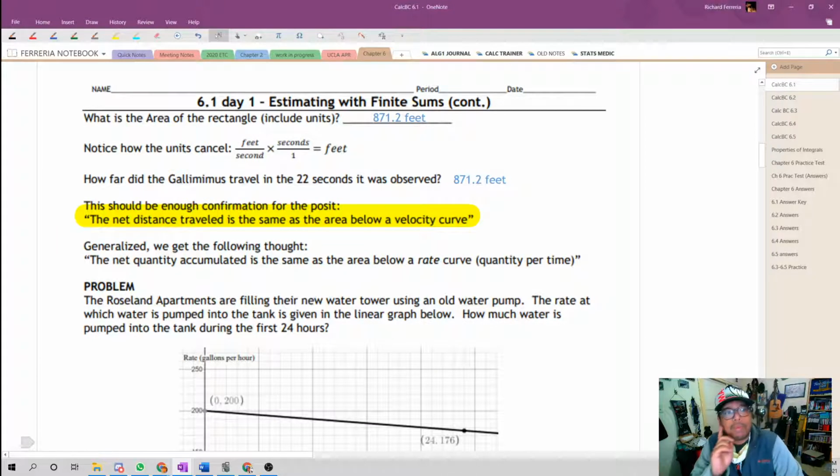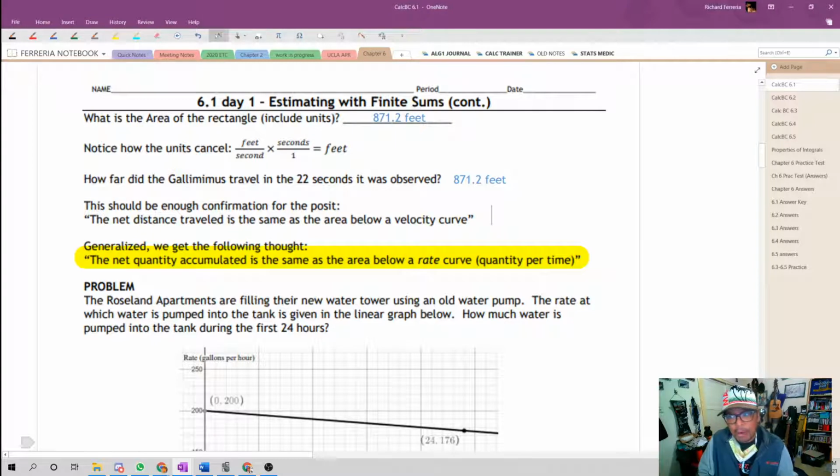All of that in mind, we have this confirmation of a theory, and the theory is the net distance traveled is the same thing as the area below the velocity curve. Now that thought there is going to be very powerful to us. It's going to be something that carries us throughout all of our integral calculus. It's even more powerful when we think about it in terms of rate.